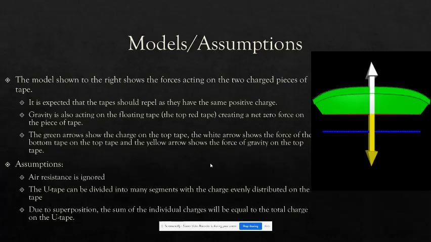The green arrows show the charge on the top tape. The white arrow shows the force of the bottom tape on the top tape. And the yellow arrow shows the force of gravity on the top tape. And you can see that the white and yellow arrows are equal. Some assumptions that I made: 1, air resistance is ignored. 2, the U-tape can be divided into many segments with the charge evenly distributed on the tape, or dQ, as you will see later in the GlowScript code. And then due to superposition, the sum of the individual charges will be equal to the total charge on the U-tape.